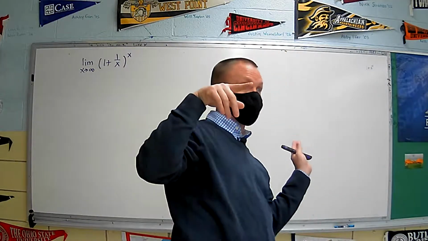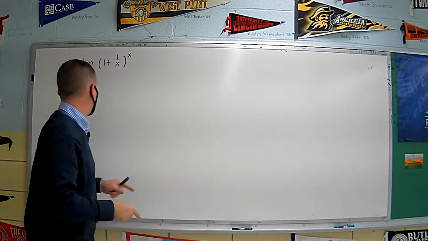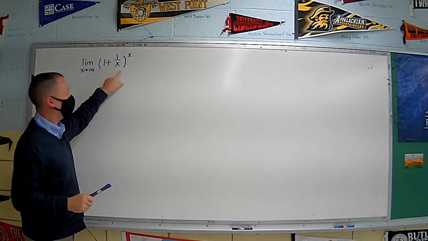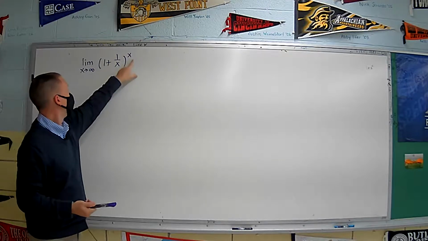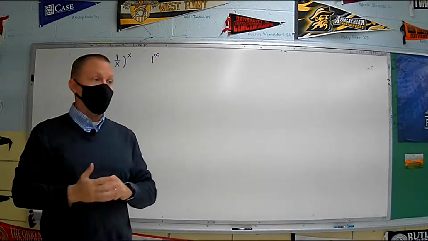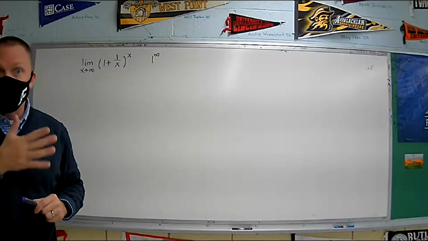AJ, what is it? 1 to the infinity, because this is going to 0. So 1 plus 0, 1 to the infinity. Okay, so this is approaching 1 to the infinity. Now, it is correct that the answer to this limit is E.